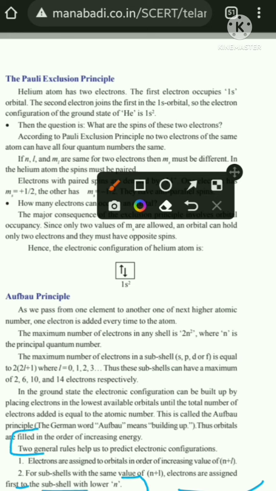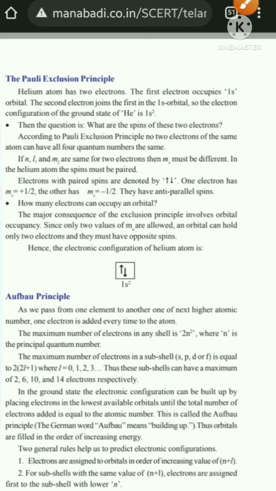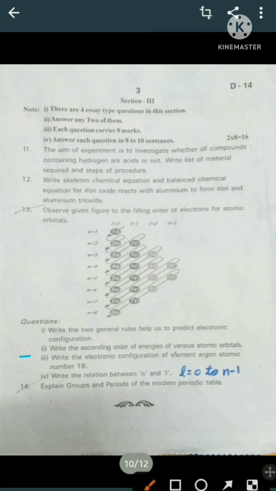First point is electrons are assigned to orbitals in order of increasing value of n plus l. And second point is for subshells with the same n plus l value, electrons are assigned first to the subshell with lower n value. Second bit is write the ascending order of energies for various atomic orbitals.